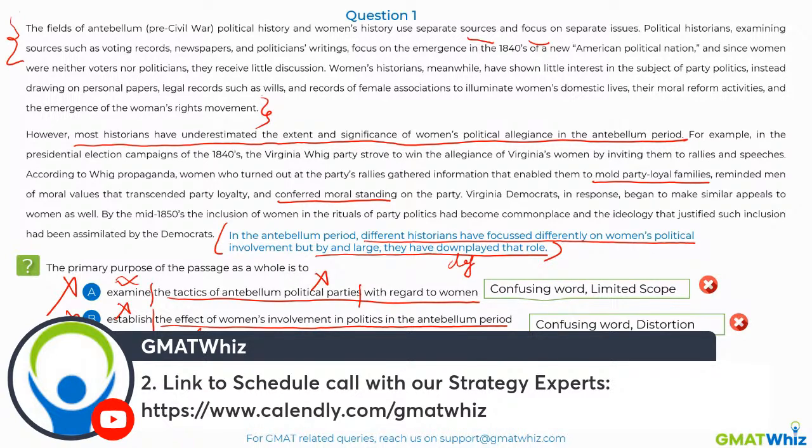Yes, guys, any queries from your end? If you have understood the passage, if you've liked the explanations, and if the process of deriving the main point is clear, please answer a yes so that I can move on to the next passage.